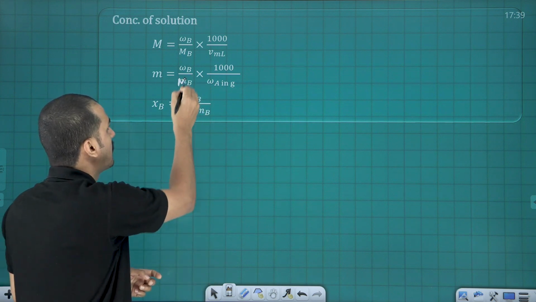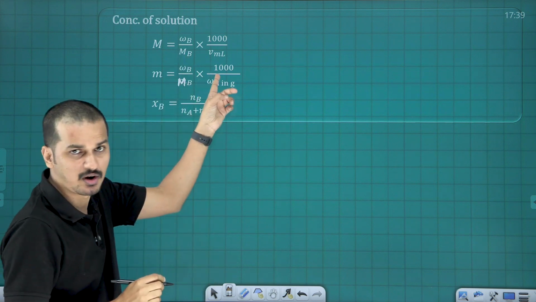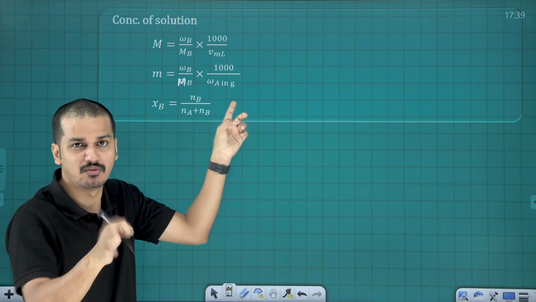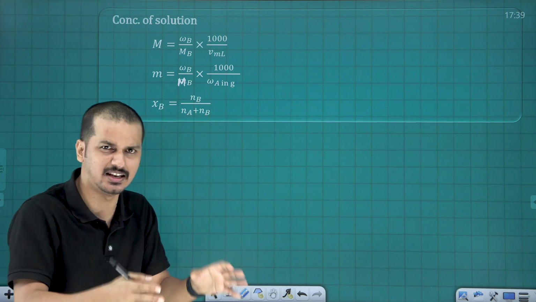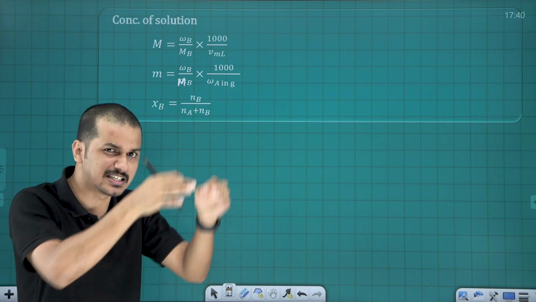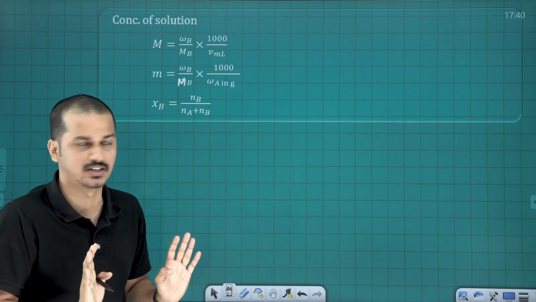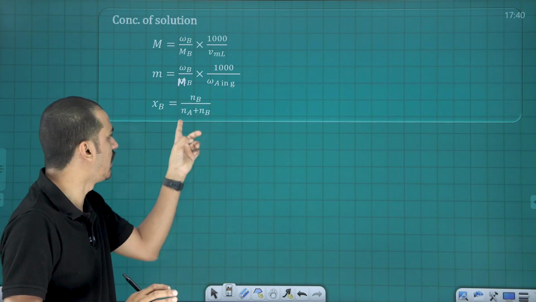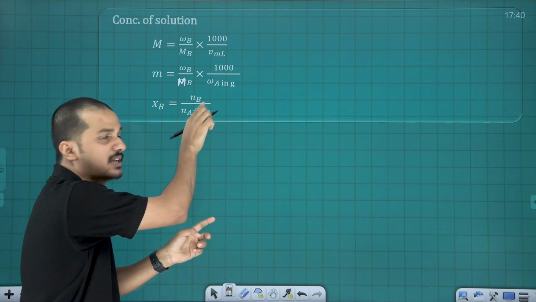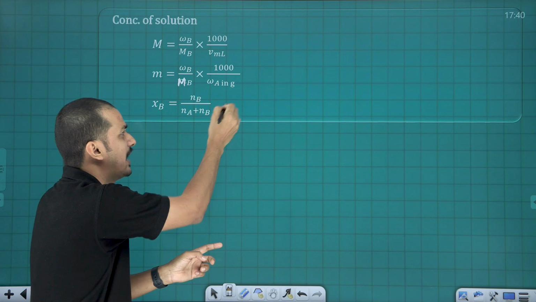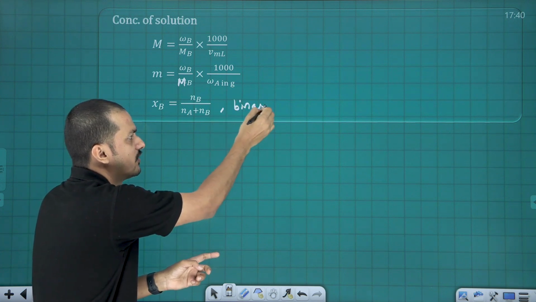This is MB, capital letter MB, into 1000 divided by WA in gram, which means the given mass of solvent in gram. And mole fraction of any component means its number of moles divided by the total number of moles. So here, number of moles of solute divided by total number of moles in the solution. That means number of moles of solute plus number of moles of solvent. That is for a binary solution. Okay, for a binary solution we are using it like that.